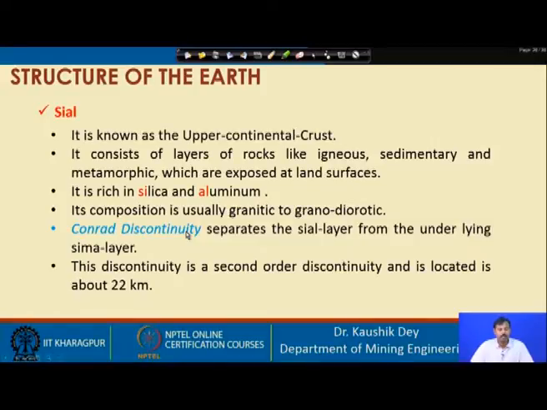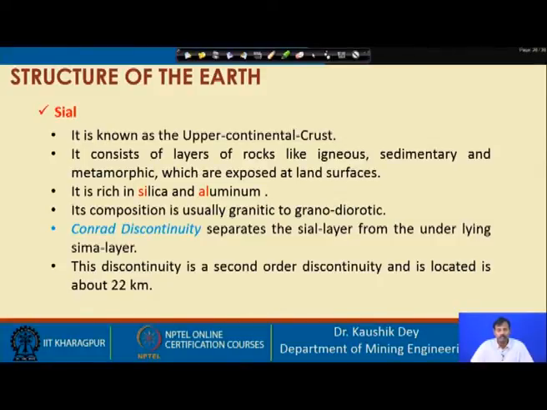The upper portion of the earth crust is called sial. Sial basically consists of rocks like igneous, sedimentary, metamorphic rocks. So, the sial part is mostly lighter weight material. The basic element is silica. Basically it evolves from the igneous rocks, then the igneous rocks are converted into different other rocks. So, the composition is usually granitic or granodioritic.